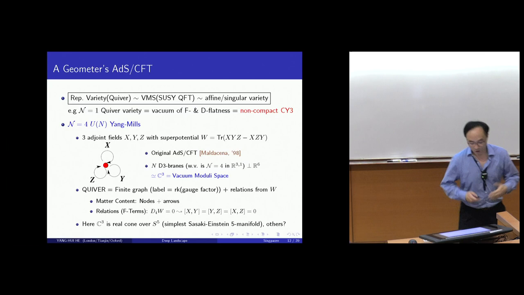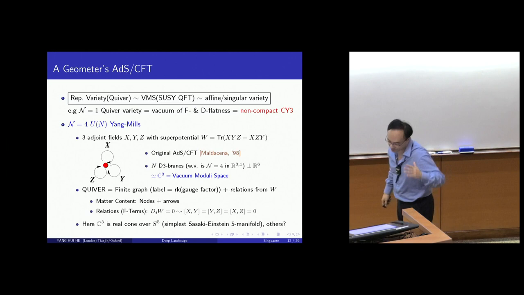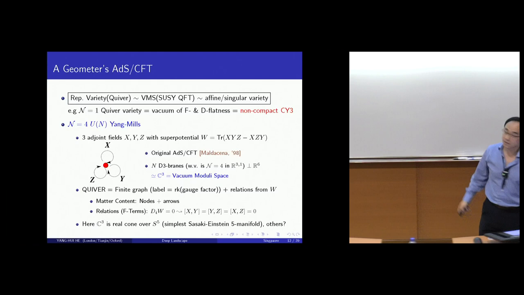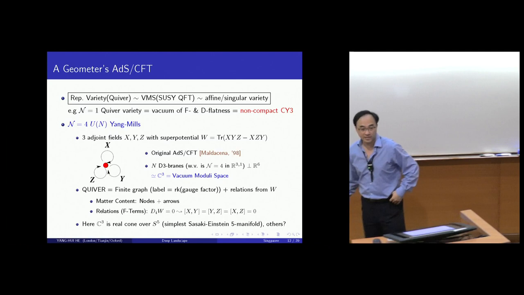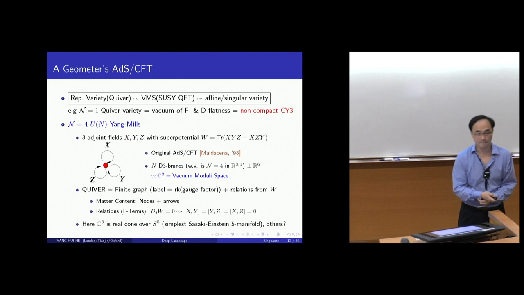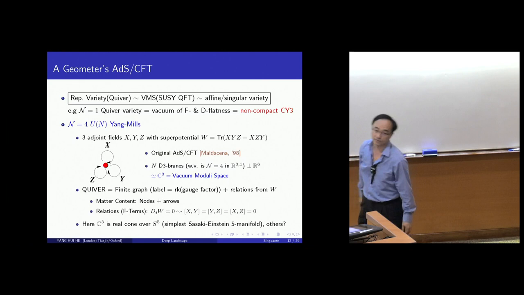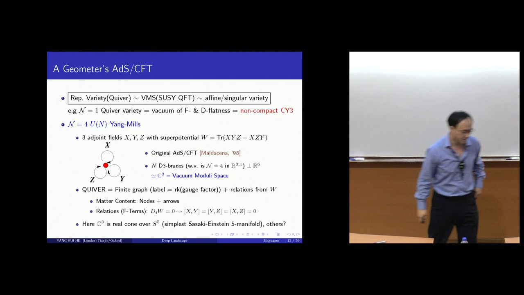So the basic upshot of AdS/CFT, the algebraic geometer's AdS/CFT, is the statement that the representation variety, or the King-Nakajima variety, of a particular representation of a quiver is the vacuum moduli space of a certain supersymmetric quantum field theory, and that vacuum moduli space is in particular an affine Calabi-Yau variety. So just to give an example, take this quiver, a single-noded quiver with three arrows. It's labeled, so you can take n to be the label of the node, so that the arrows become Hom from C^n to C^n, or n by n complex matrices. Let me just take n equal to 1 for simplicity, so x, y, z are just complex numbers.